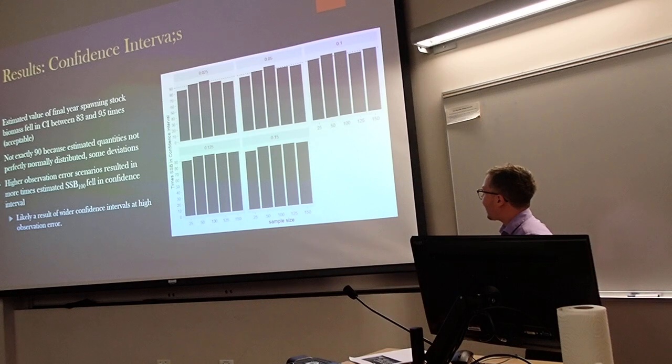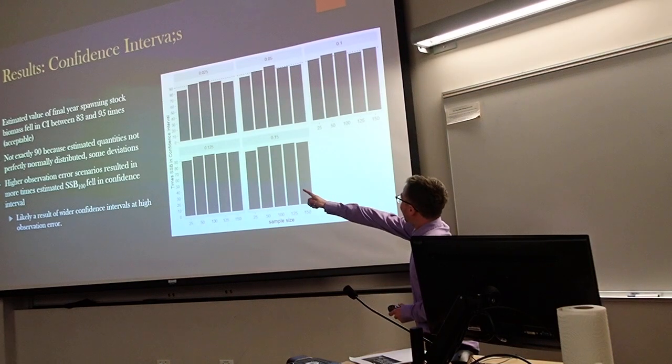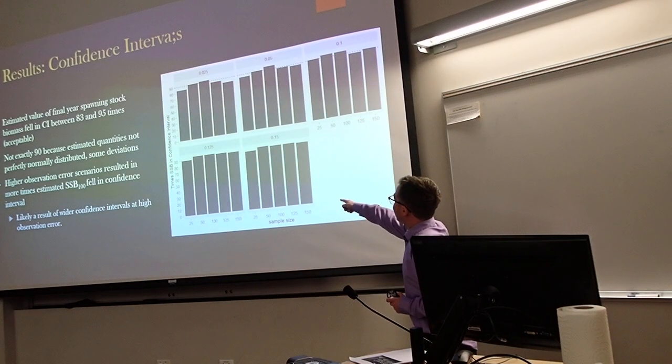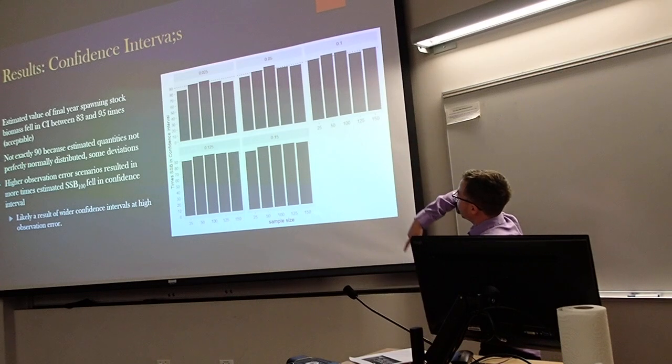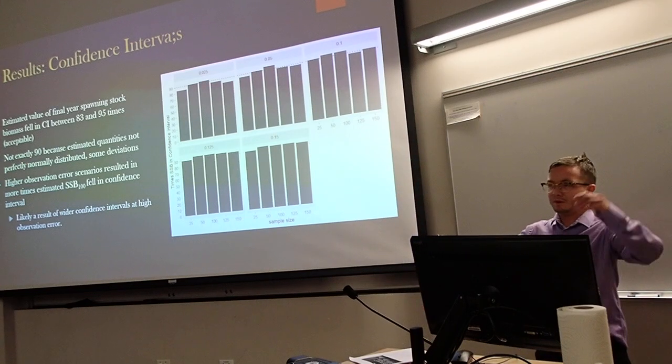You also have a higher number of times in the confidence interval when you have a high observation error. So you can see in the 0.125 and the 0.15 panes, that's much higher than the 0.025, and that's just because those confidence intervals are bigger.